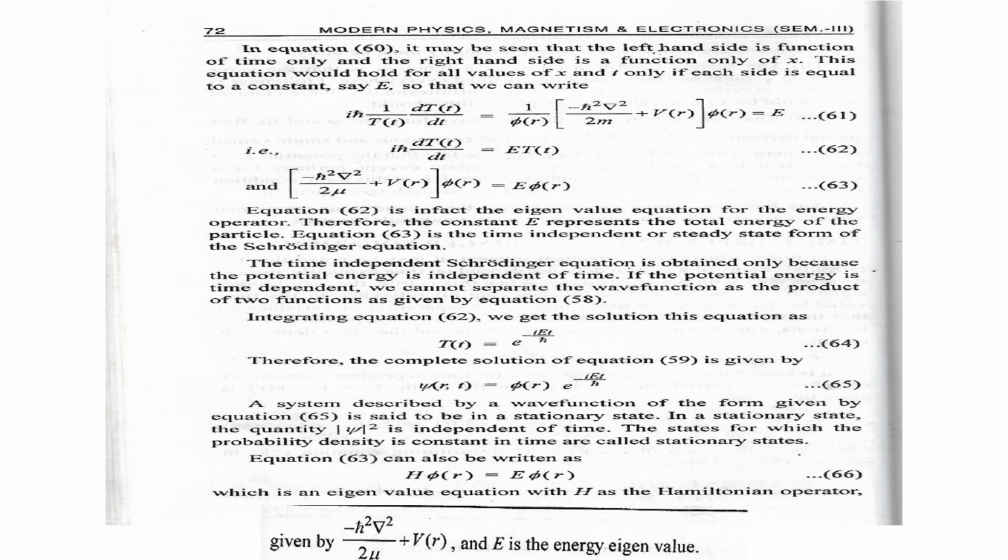Now the left hand side is a function of time only. We can see that the left hand side is a function of time, and we can see that the right hand side is a function of position coordinate.